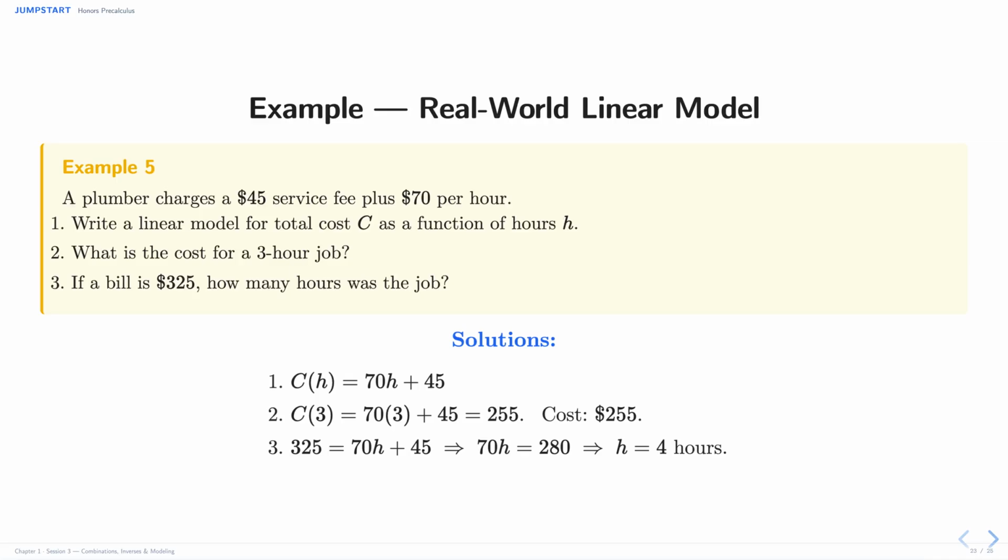Let's work through a real-world linear model example. A plumber charges a $45 service fee plus $70 for each hour worked. We can write a linear model for the total cost C as a function of hours h, which gives us C(h) = 70h + 45. If we want to find the cost for a 3-hour job, we can substitute h with 3, resulting in C(3) = 70 × 3 + 45, which equals $255. If the total bill is $325, we can set up the equation 325 = 70h + 45, solve for h, and find that the job took 4 hours.